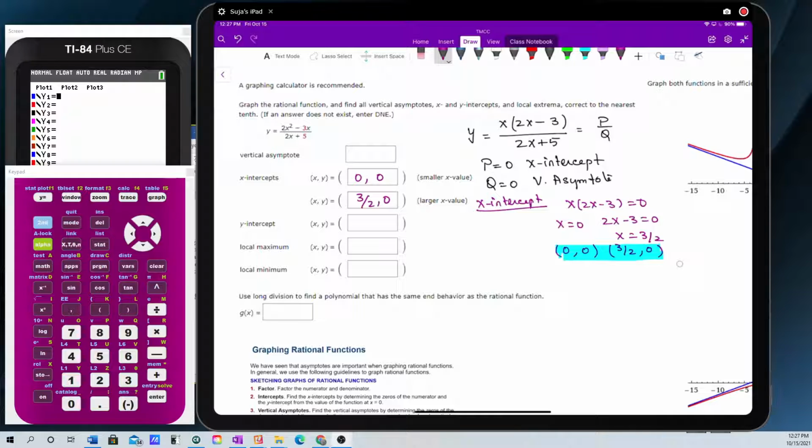Okay, so the next one I need is the y-intercept. Let me finish my y-intercept before going to the vertical asymptote. For the y-intercept, I need to plug in x equals 0 in the function. Therefore, y is equal to 0 times (2 times 0 minus 3) divided by (2 times 0 plus 5). So it's 0 over 5, which is 0. Therefore, the y-intercept is (0, 0).